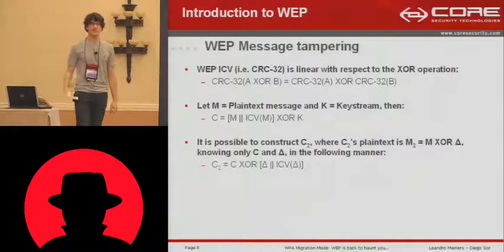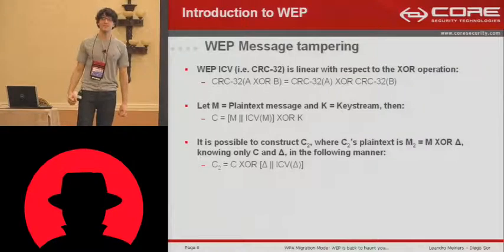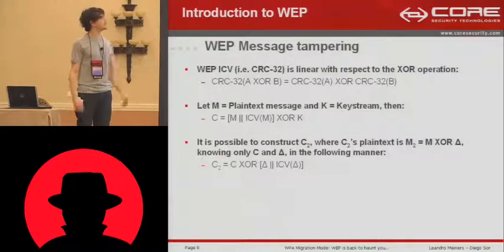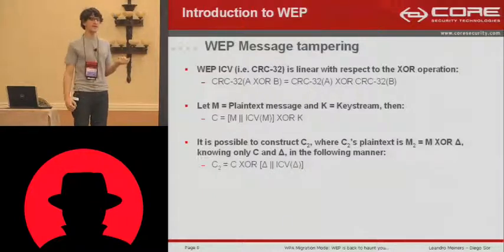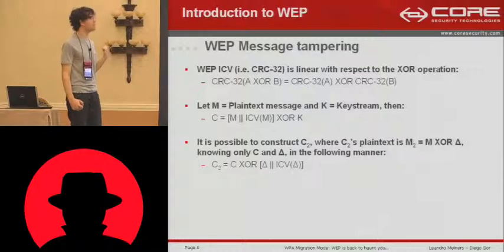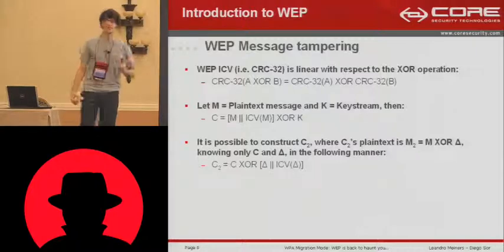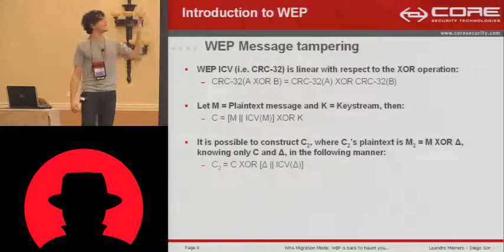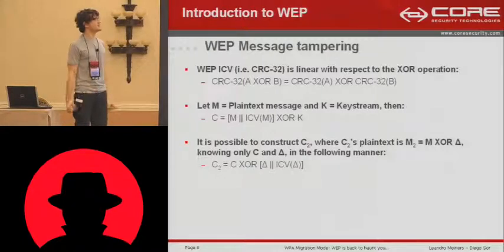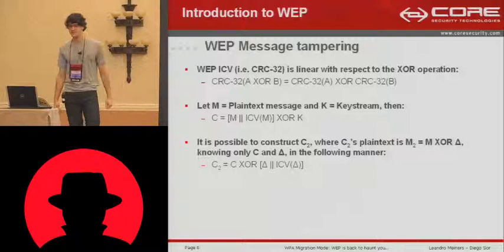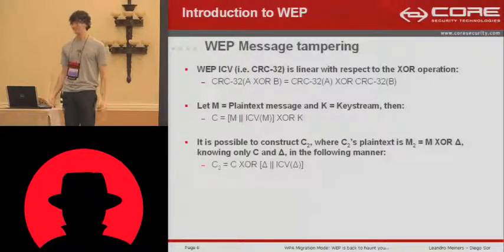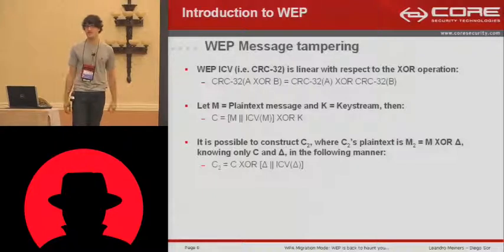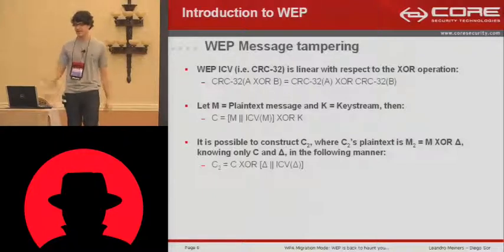So back in 2001, one of the first papers was published about how to tamper with a WEP message. What does it mean? So we can build a new message based on the old ciphertext that is still valid. So basically, one of the key elements for this to happen is that CRC32 is linear with respect to the XOR operation. This is the basic property that we need for this to happen.